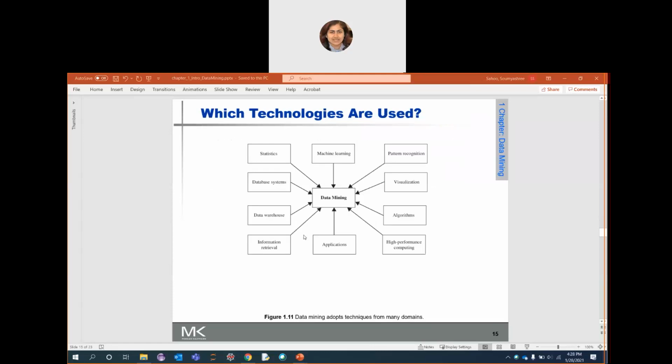Then these are some of the technologies which are associated with data mining. If you see, we have, as I already told you, statistics, machine learning, database systems, warehousing, visualization, and pattern recognition. These are different areas and they are all interrelated together like this. So you need to have a little bit of information about all the areas so that you will be able to do proper data mining on your data set.